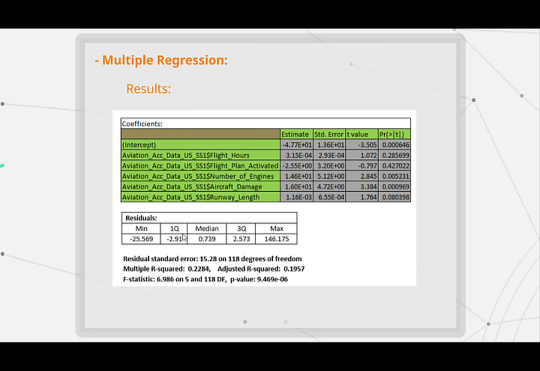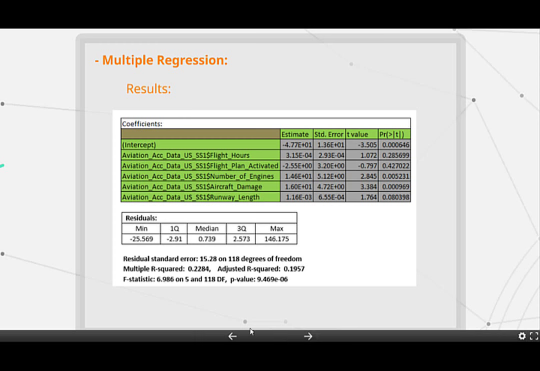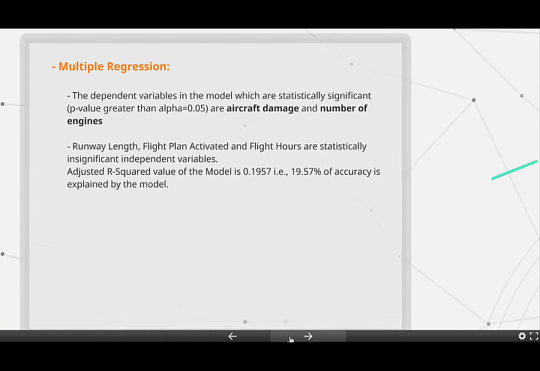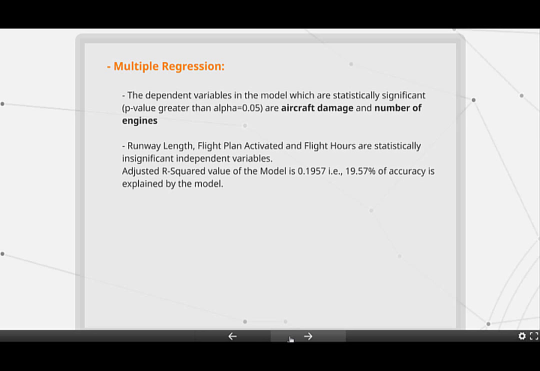To predict the total injuries, the model is showing that aircraft damage and number of engines are helping to predict the total number of injuries in the accident, whereas runway length, flight hours, and flight plan activated are not providing the predicted value of total injuries. The model also explains an accuracy of 19.57%, which is considerable.